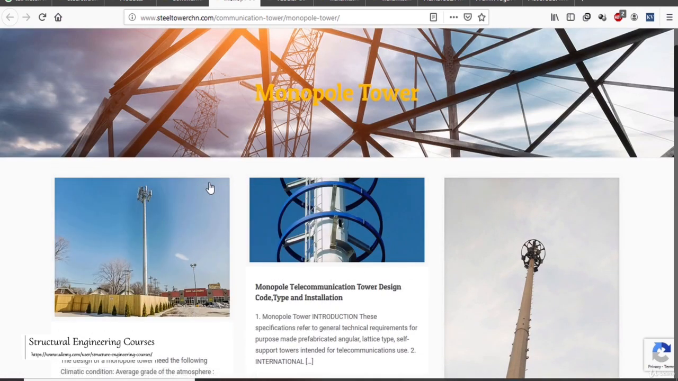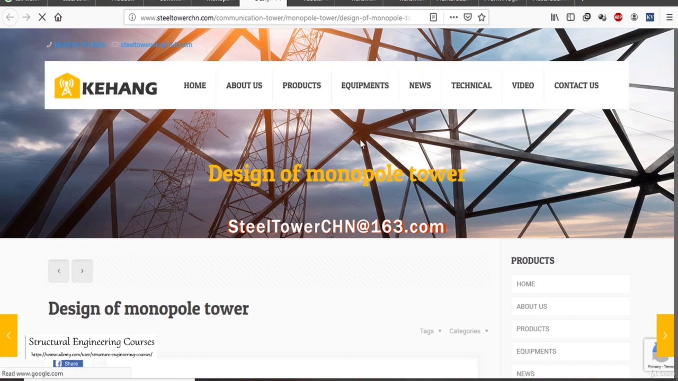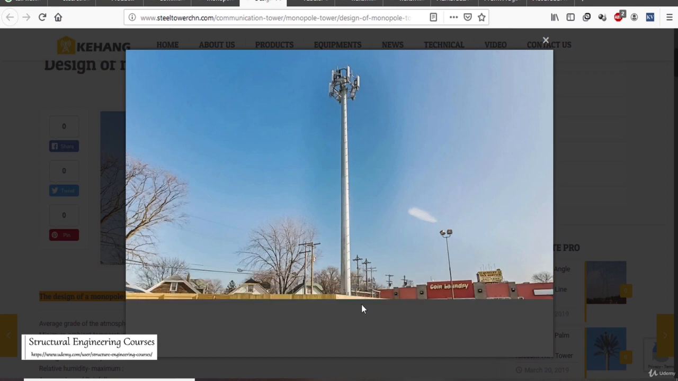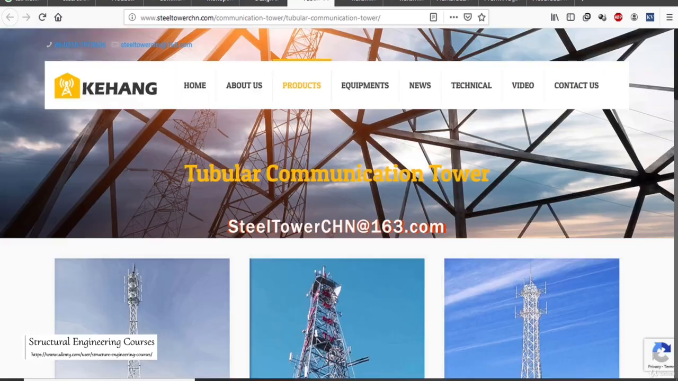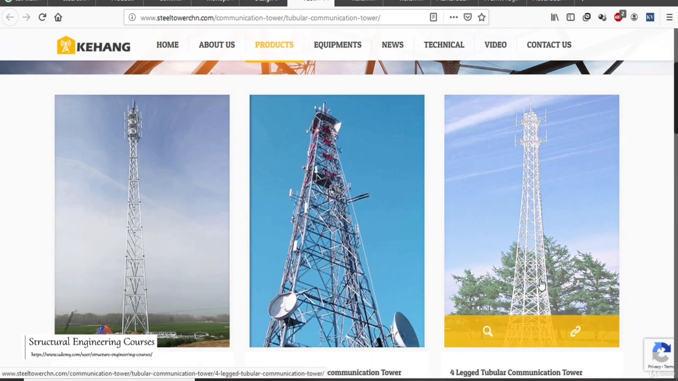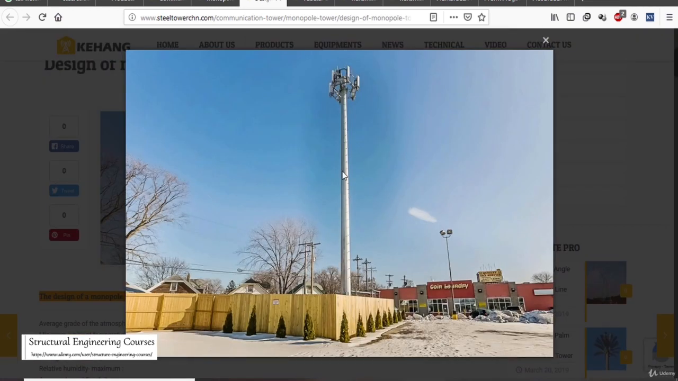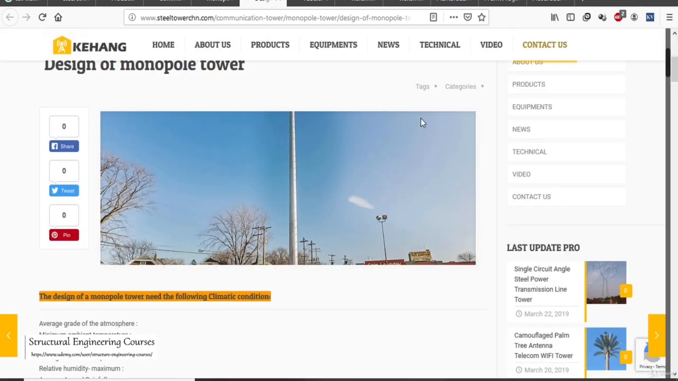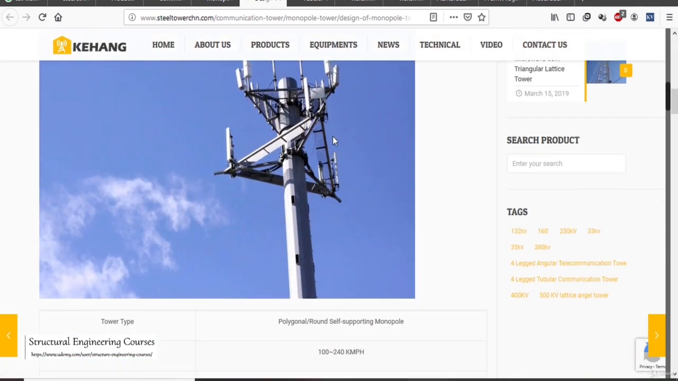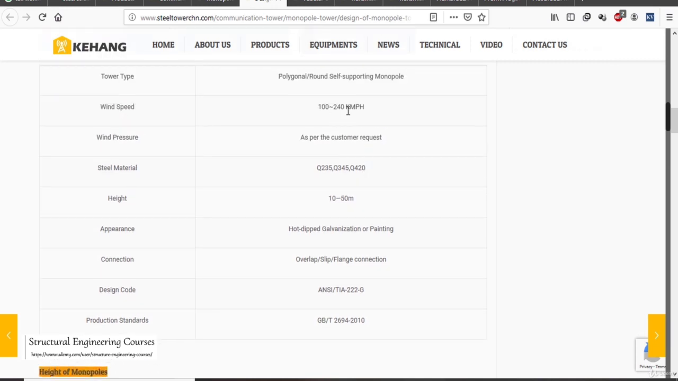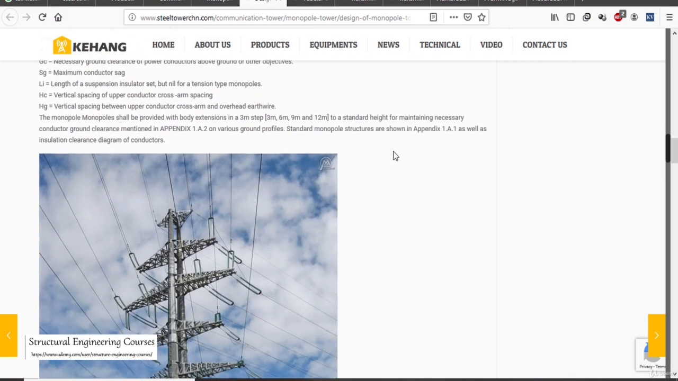So it is basically for the places where we don't have much space, like in big cities. So in big cities, what they do is that they make a simple monopole here. Instead of making all this truss arrangement, which takes a lot of space also, they just make a circular cylinder here, and then install the transmission tower or electrical tower on the top. So this is the top view here. Accordingly, we can design for the particular wind speed also.